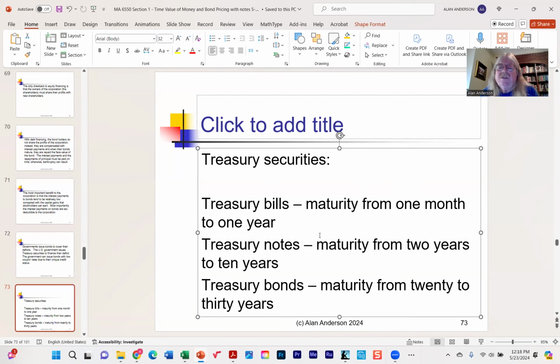And by the way, I think I mentioned this too, most corporations, when they issue new bonds, typically the maturities are quite long, 10, 20, 30 years even. Very occasionally they go past that.